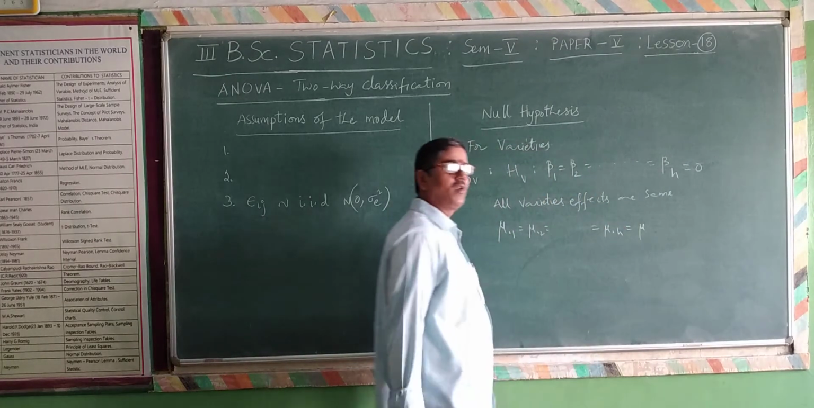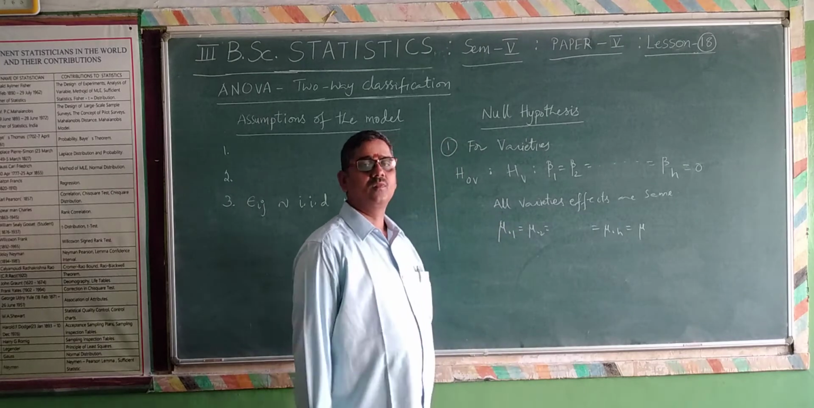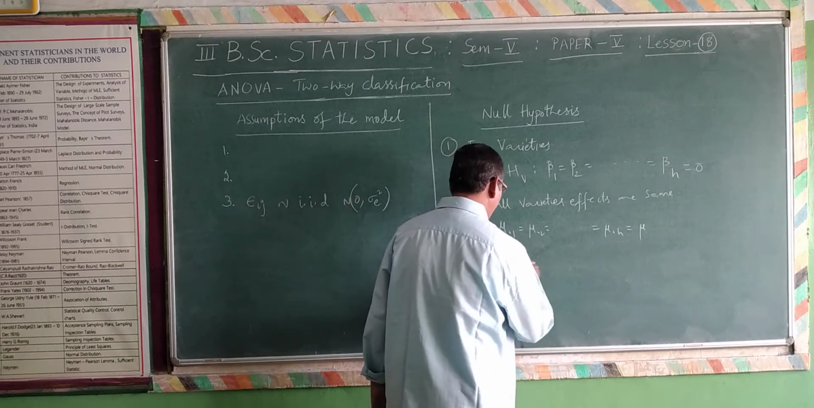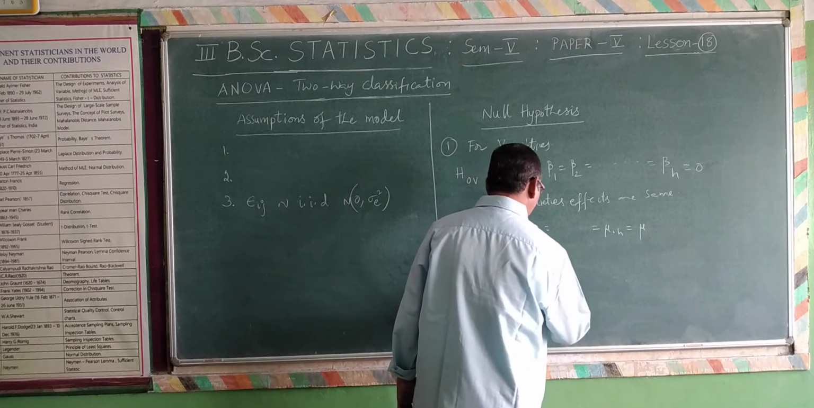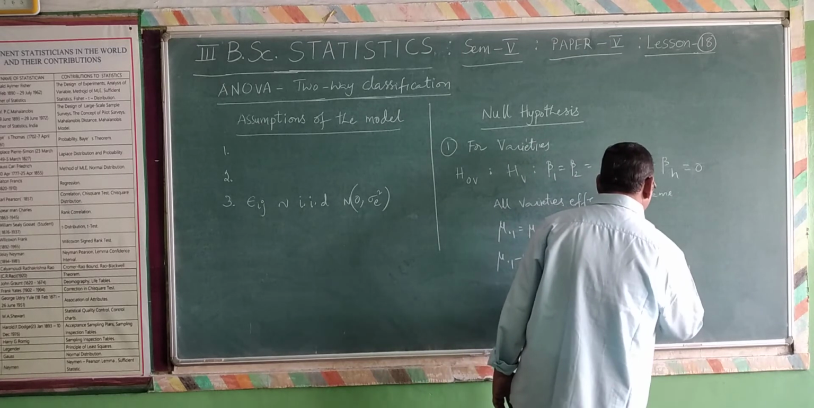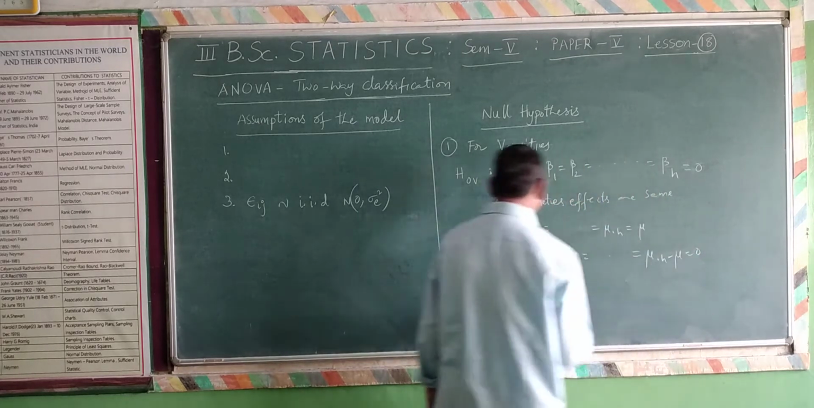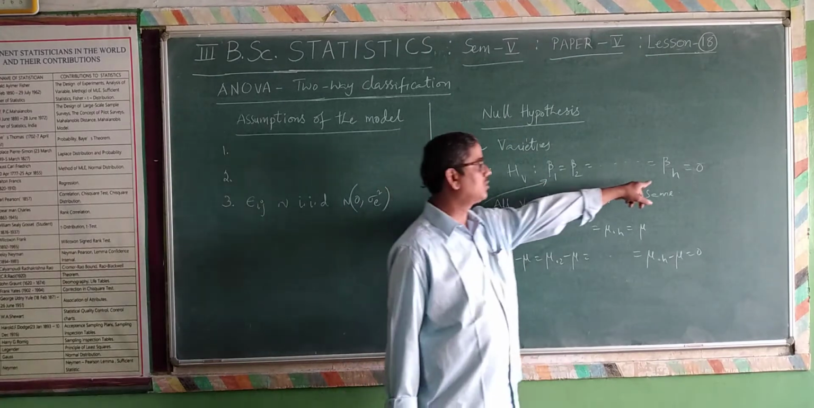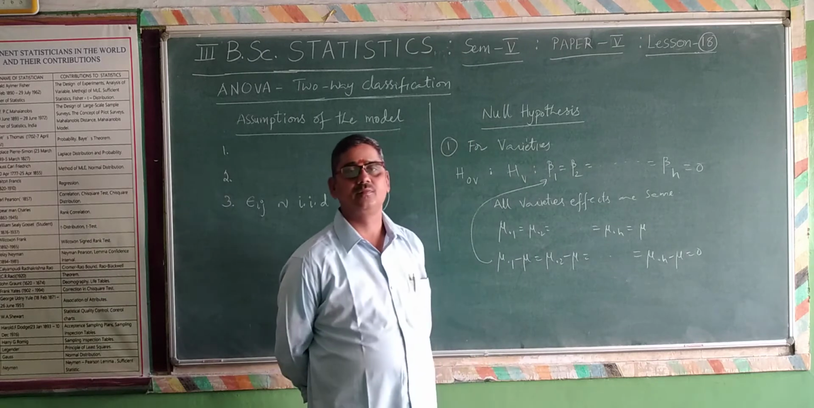This is the actual statement from which this is obtained: mu dot 1 minus mu equal to mu dot 2 minus mu equal to, and so on, equal to mu dot H minus mu equal to 0, which is nothing but beta 1 equal to beta 2 equal to, and so on, beta H equal to 0.